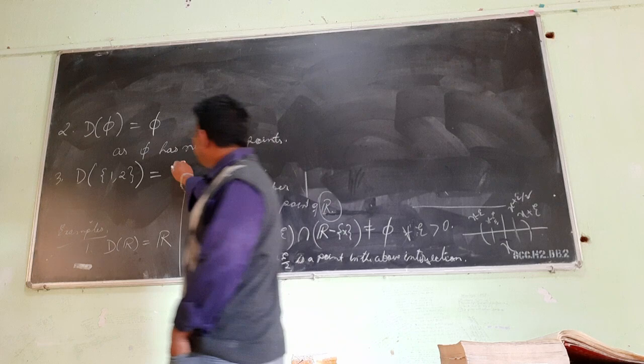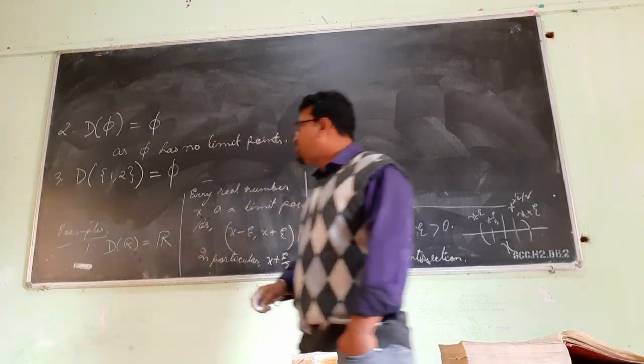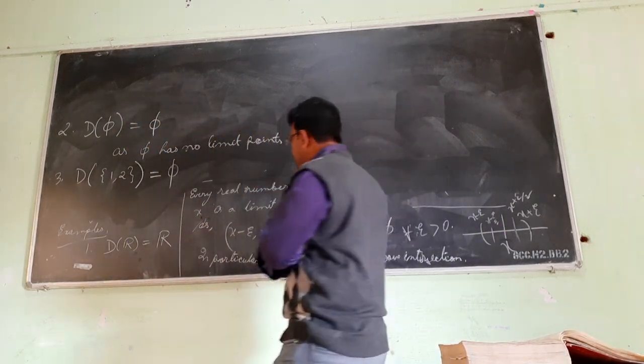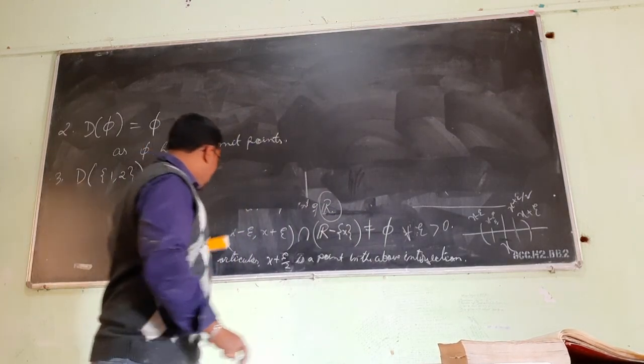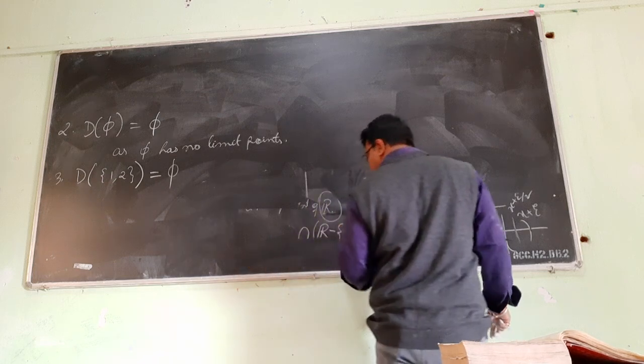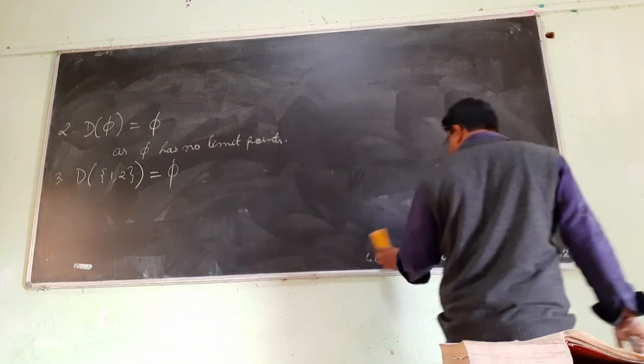This is also empty. Okay. No number can be a limit point of this set. Okay. We will just justify this. If you have the set {1, 2}, this is a finite set having 2 elements. This set cannot have limit points.